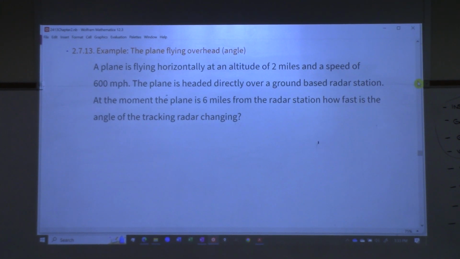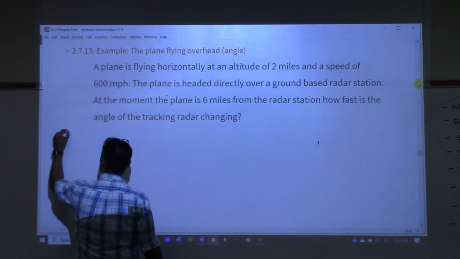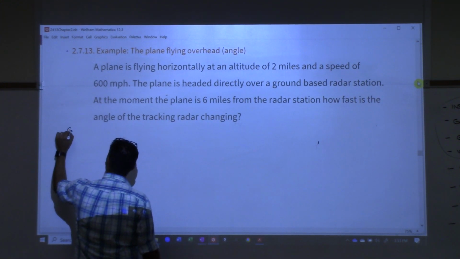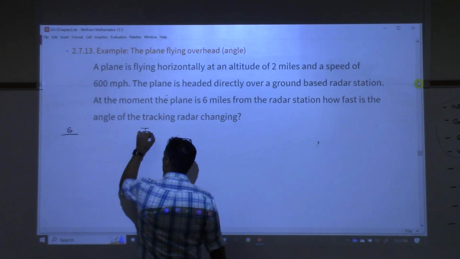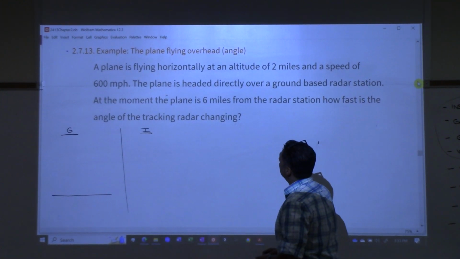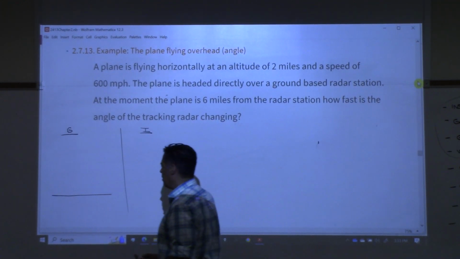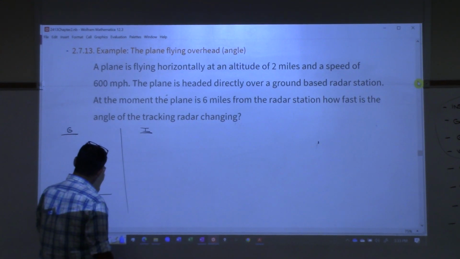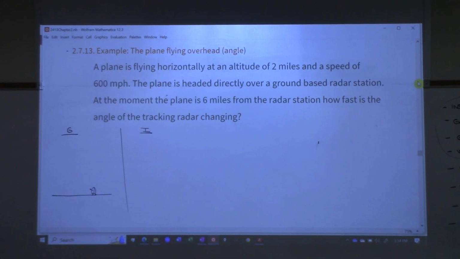Has everyone had time to read the problem? Okay, so I'm going to have the ground. Here's my general picture. I've got the ground. And what's on the ground? The radar station, okay? Or if you want, you can draw a radar station if you like, if you feel like you can keep up with that artistic ability. Here's my radar. But it's really a point on the ground, right? That's what we're going to just look at as a point.